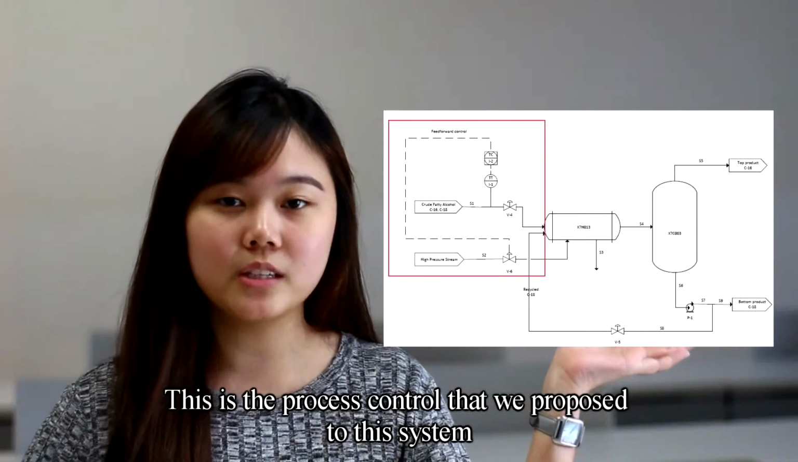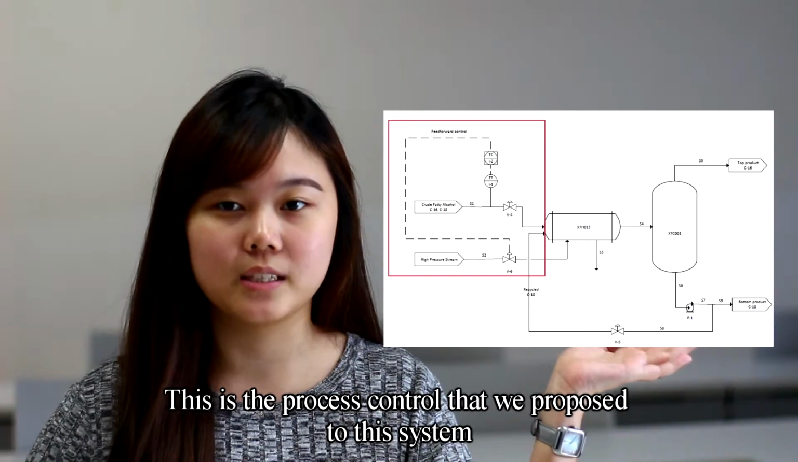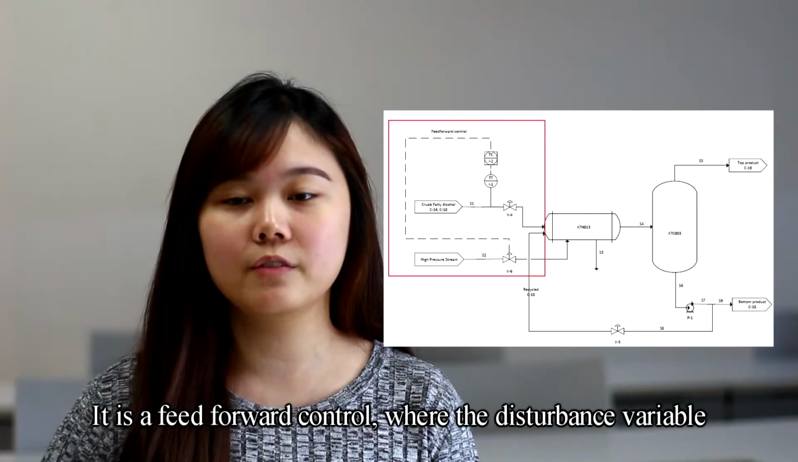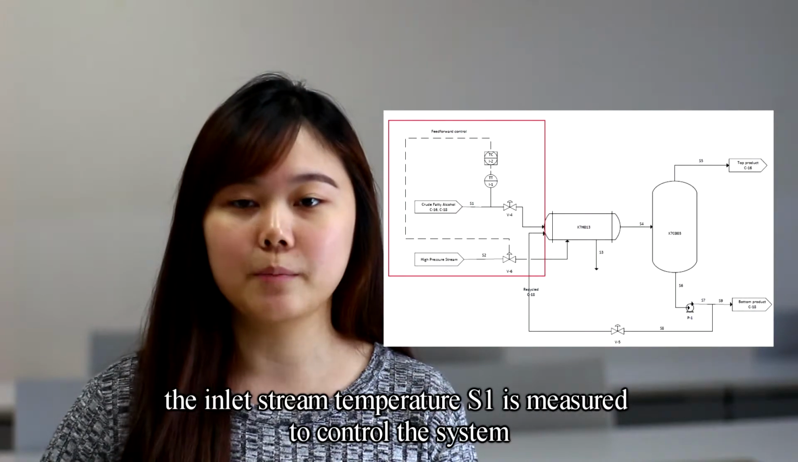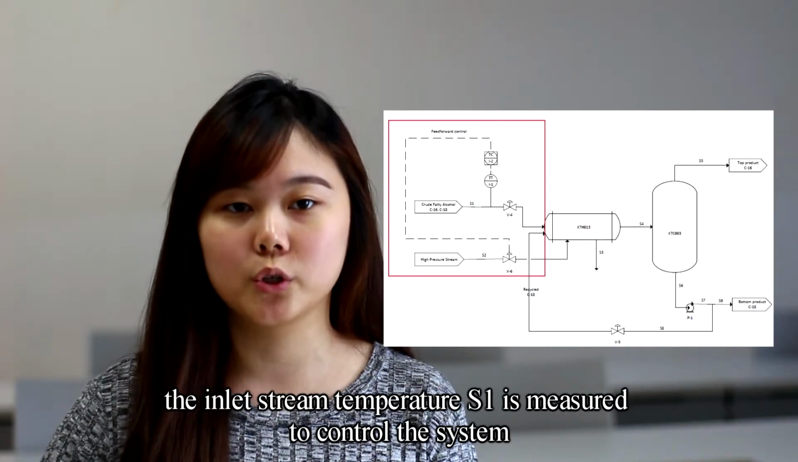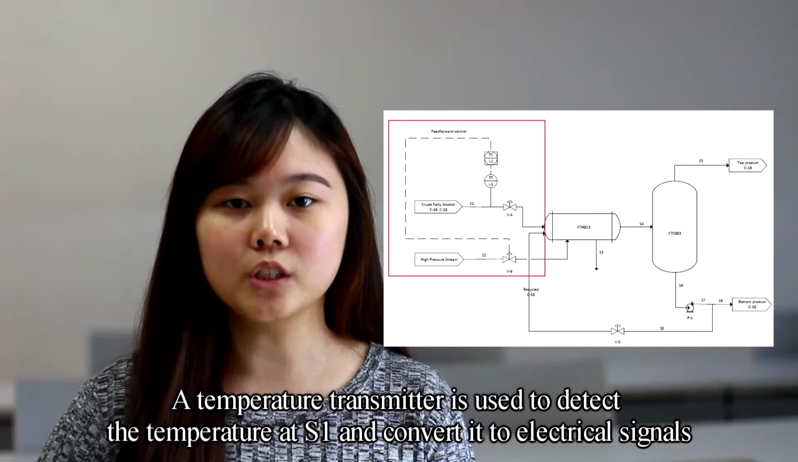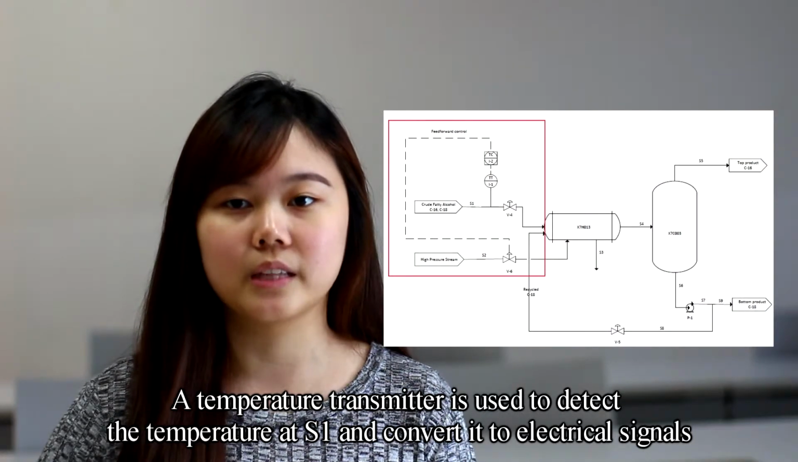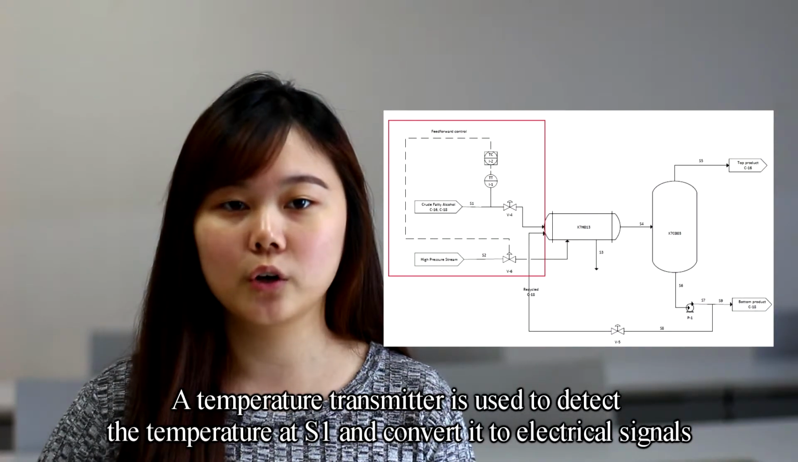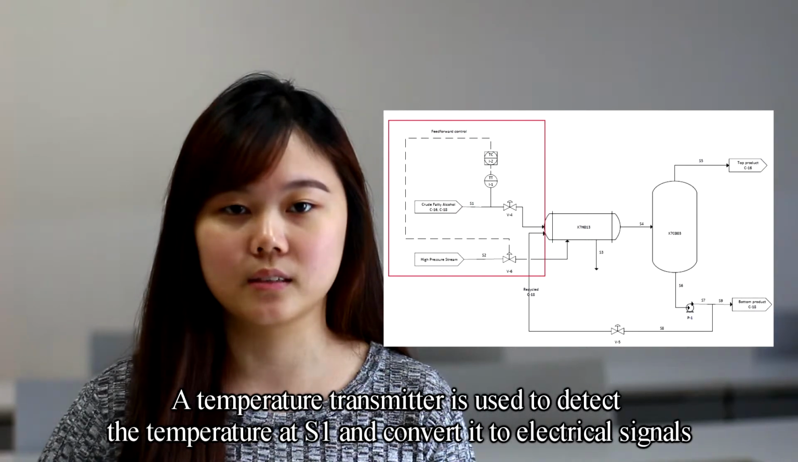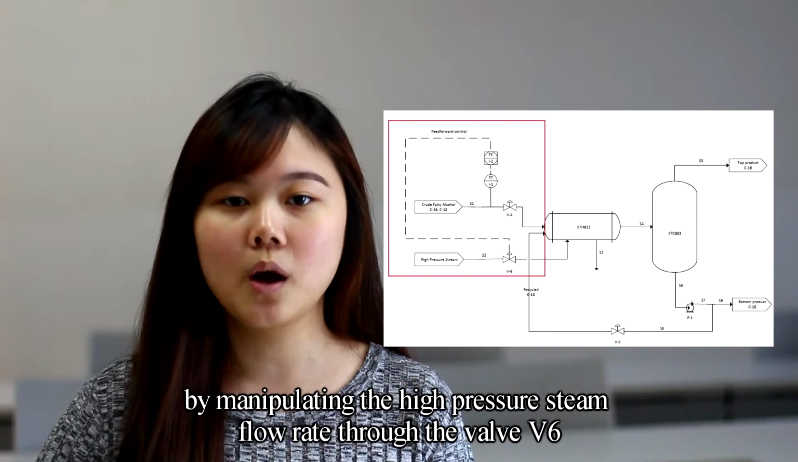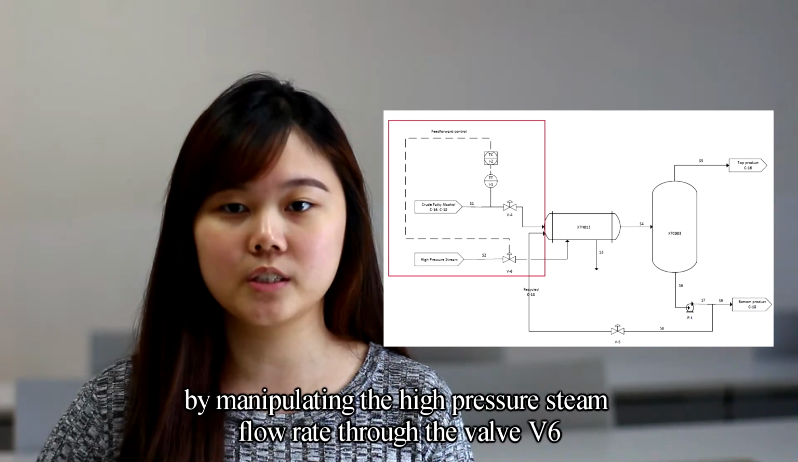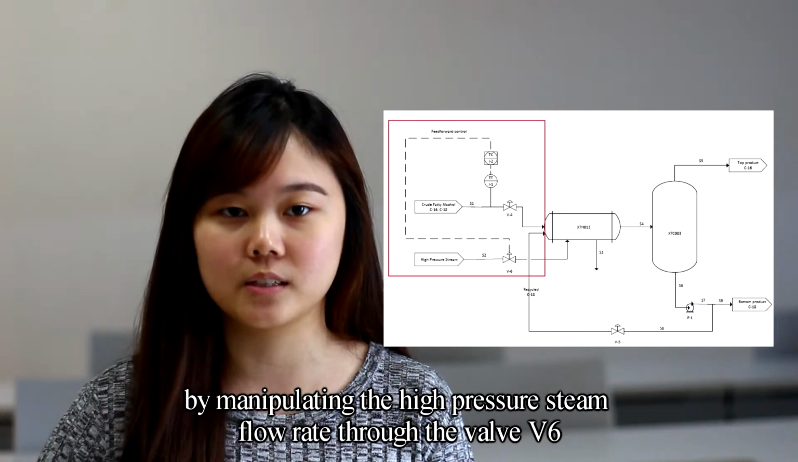This is the process control that we propose to this system. It is a feed-forward control where the disturbance variable, the inlet stream temperature S1, is measured to control the system. A temperature transmitter is used to detect the temperature at S1 and convert it to electrical signals. The signals are then sent to a temperature controller to adjust the temperature for S2 by manipulating the high pressure steam flow rate through the valve V6.